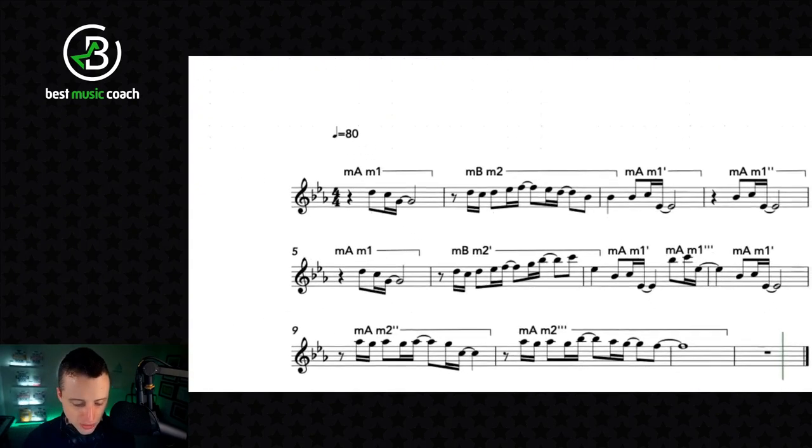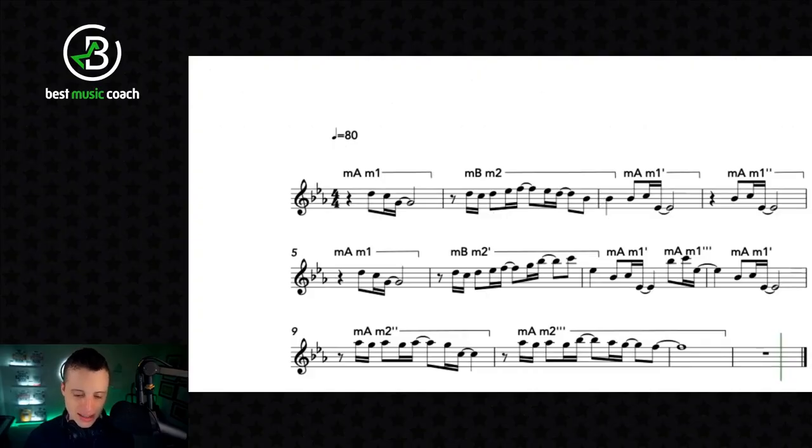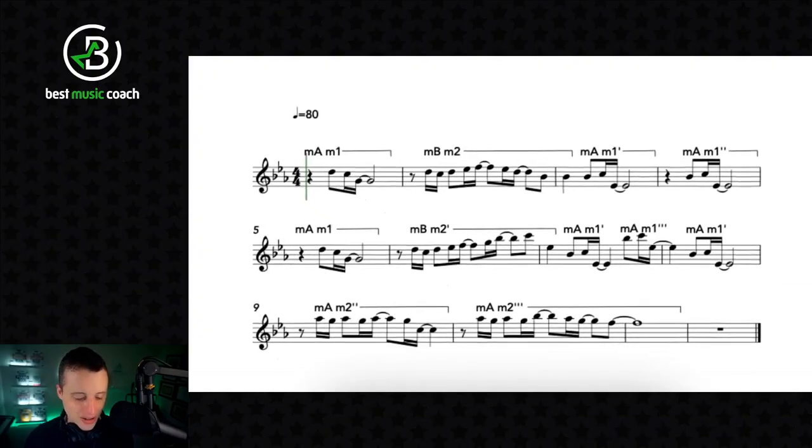Absolutely beautiful. So the first thing to notice is that this entire thing is built off of two ideas. And as you'll see in the next version, maybe it's all one idea, but let's not get ahead of ourselves. So here we have idea number one as A, idea number one, idea number one. Then we have idea number two here.